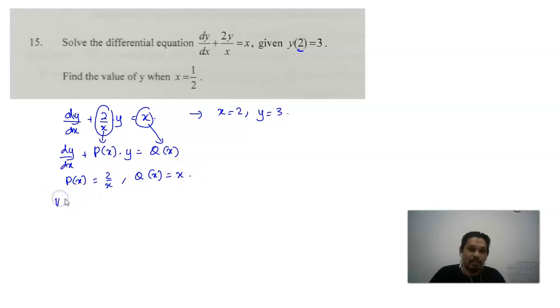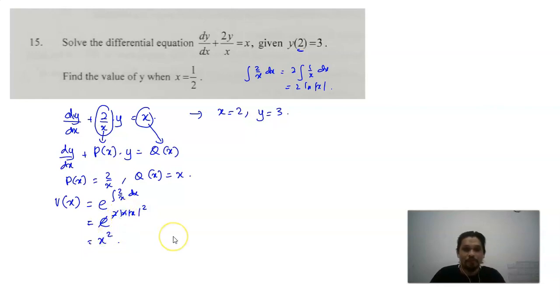So we can find the integrating factor v(x), which is e power of integral of 2 over x dx. Integral of 2 over x dx equal to 2 integral of 1 over x dx, which is 2 natural log of x. So it is e to the power of 2 natural log of x. Bring up here, and we cancel between e and the natural log, then come up with x squared.